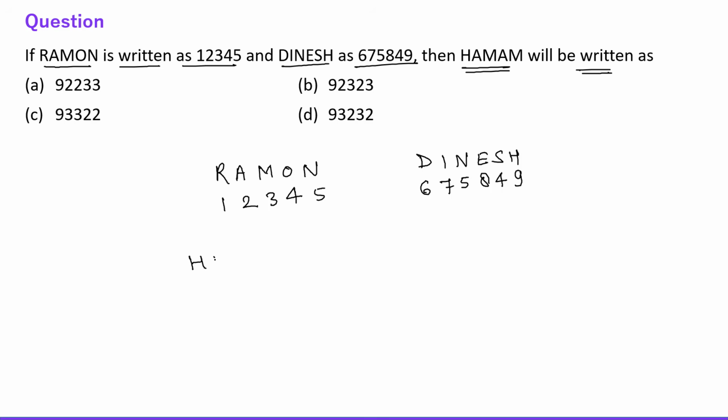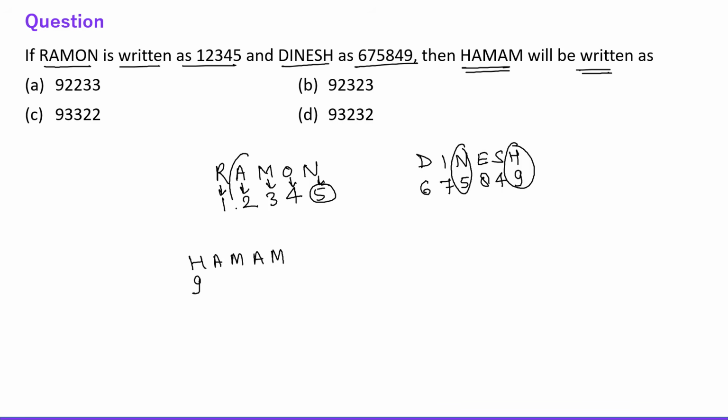Okay, the question is Hammam, H-A-M-A-M. We need to find the code of this. Here R is written as 1, A is written as 2, M is written as 3, O is written as 4, N is written as 5. Here N is written as 5, here also N is written as 5. So everyone, the number which is written in front of the letter, that is the code. So H is what? H is coded as 9.